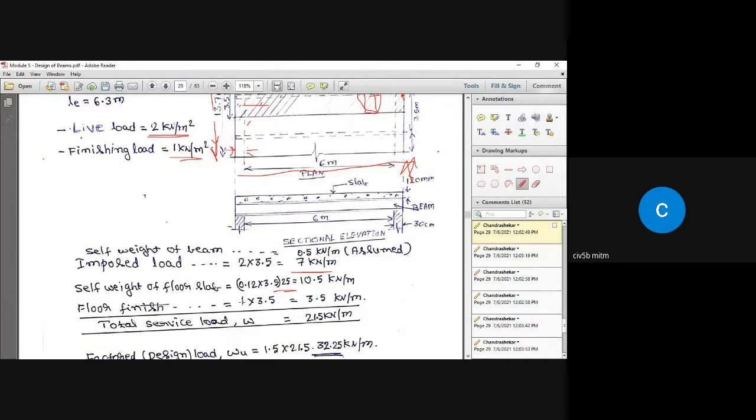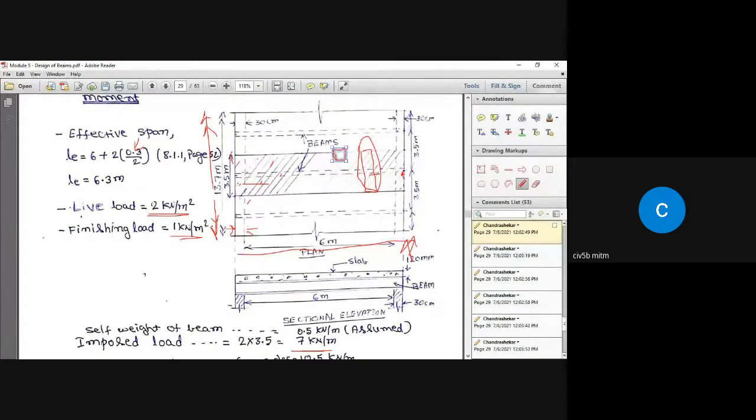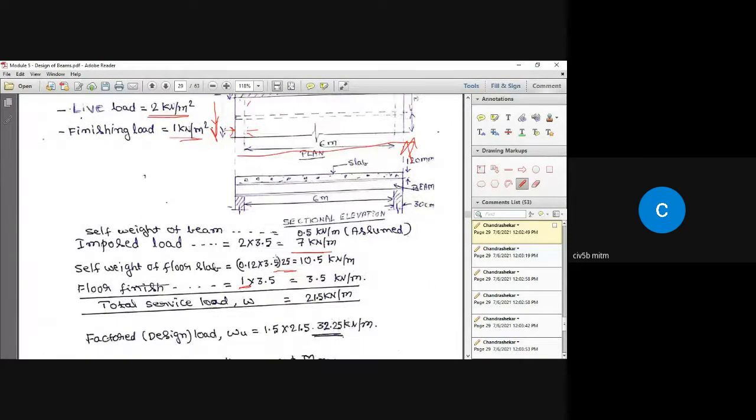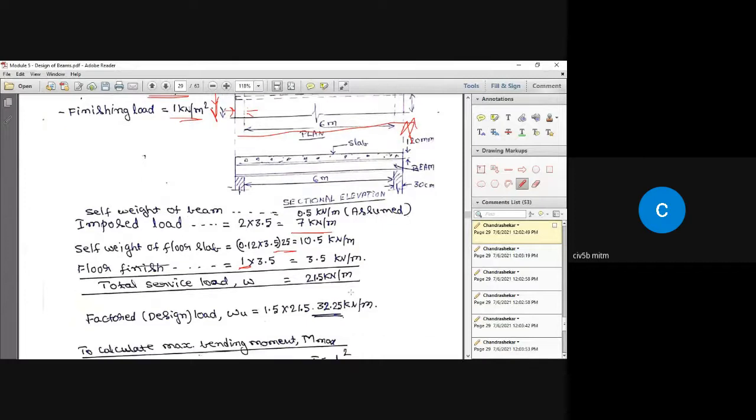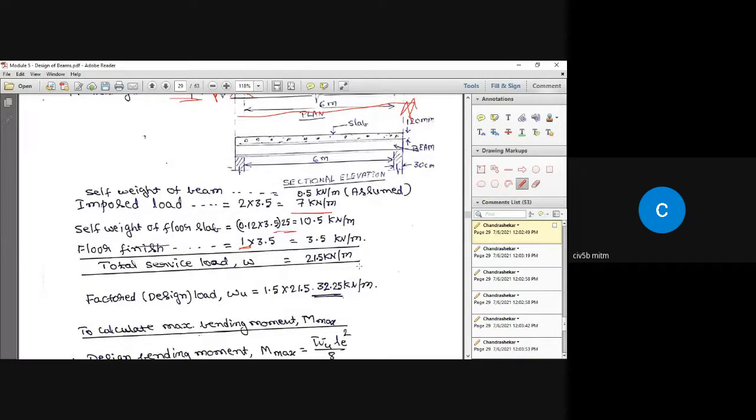Okay, so 1 is the load per meter square. 3.5 meter is the width of the slab, and whatever load is coming on this area is going to go to the beam. So 3.5 meter gives 3.5 kilonewton per meter. Look at the unit: the unit is always kilonewton per meter. If you add those numbers, the total service load W equals 21.50 kilonewton per meter.